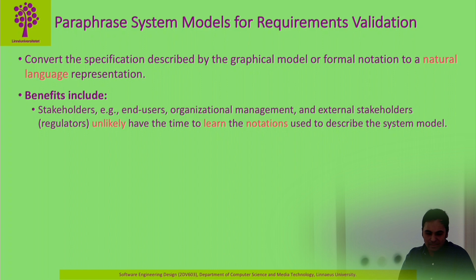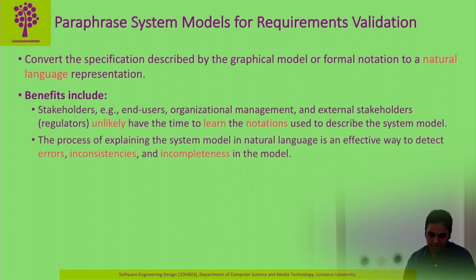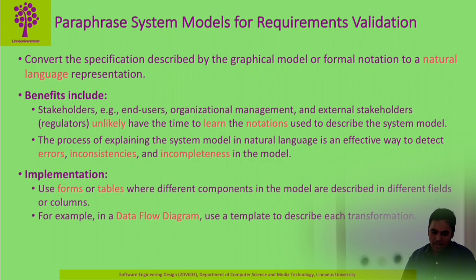As I mentioned, the benefit includes stakeholders like end users or management, or external stakeholders like regulators. They are unlikely to learn or know the notations in the models, so it's good to describe them in text. Also, while you are paraphrasing or describing your models, you are thoroughly analyzing your models and requirements at the same time. That means there is a high chance that you might find errors, inconsistencies, or incompleteness in the model, and thus in the requirements. And how can we do that?